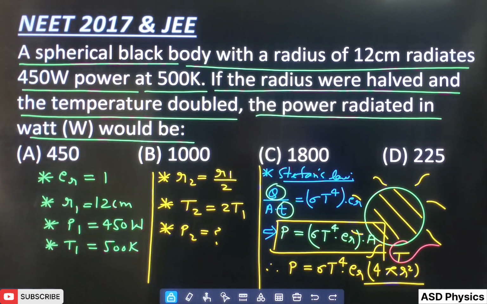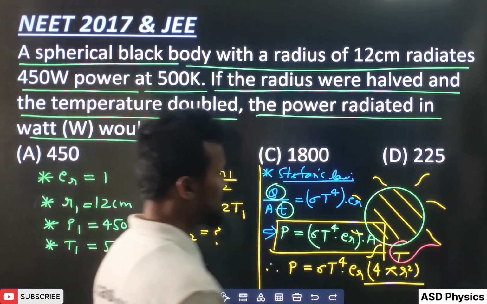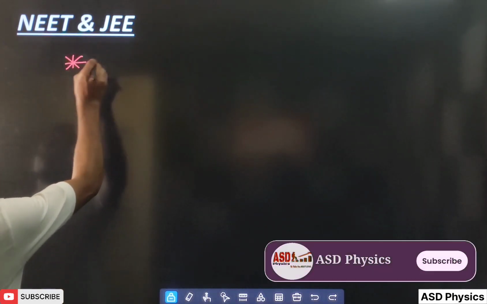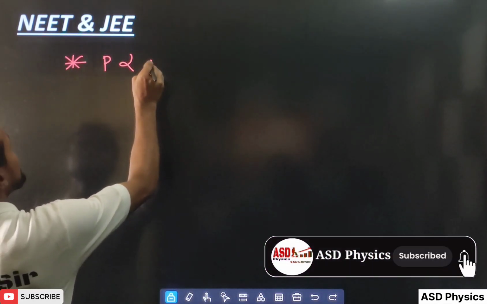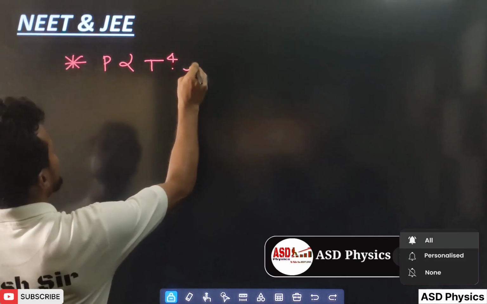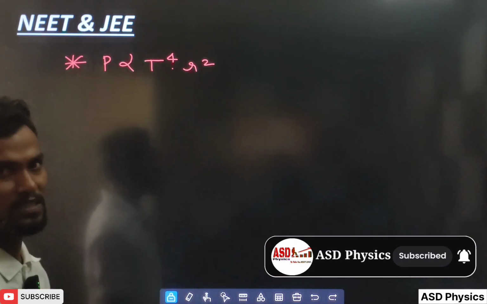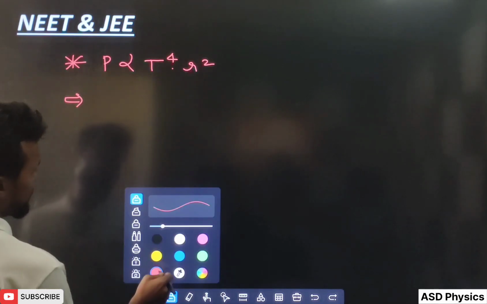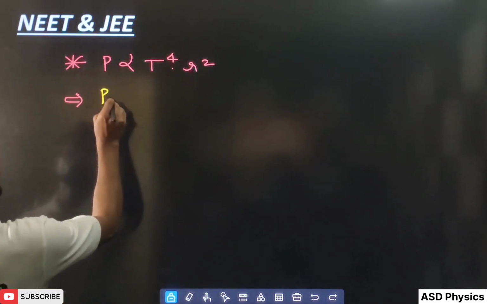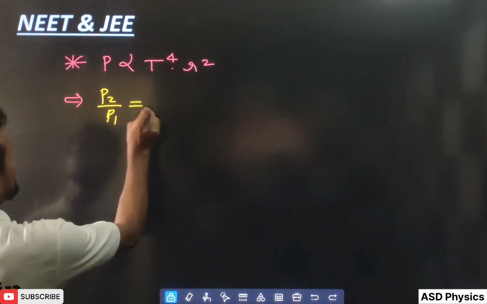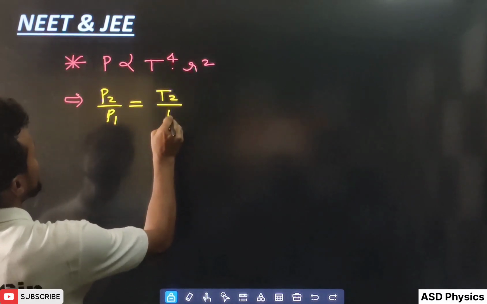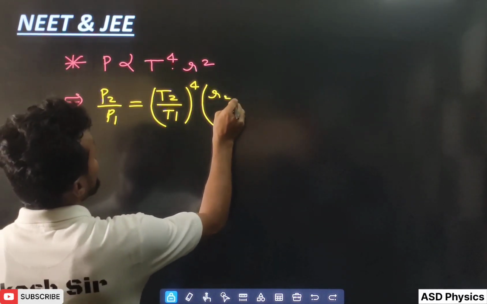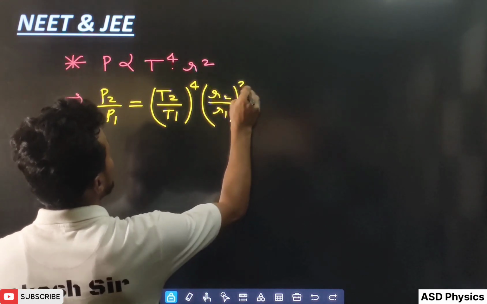Students, kindly see very well. From here I can write P is directly proportional to T power 4 into R square, and all other things are constant. Now if I write P2 by P1, it is equal to T2 by T1 power 4 into R2 by R1 square.